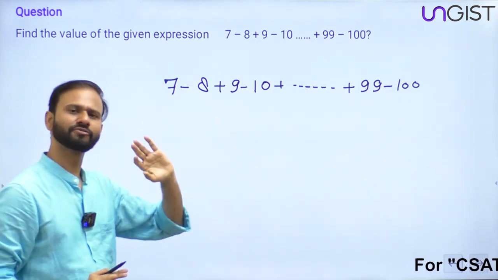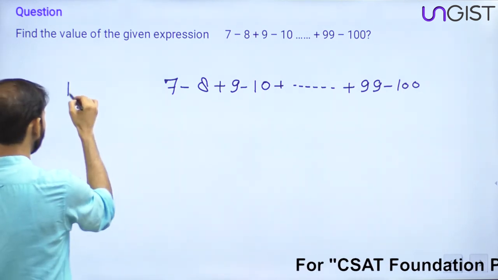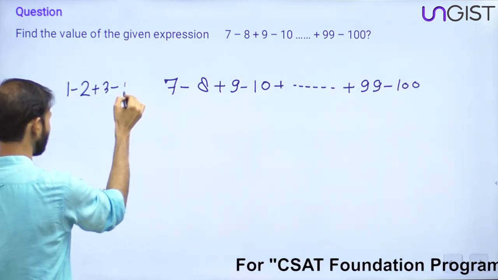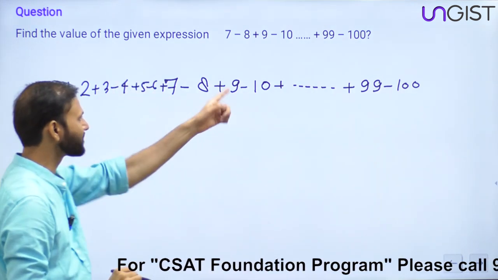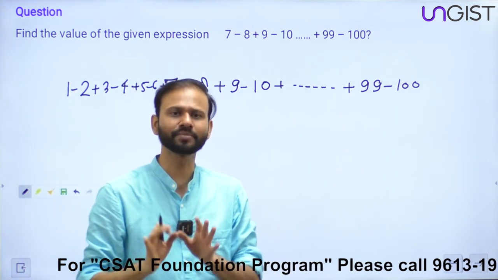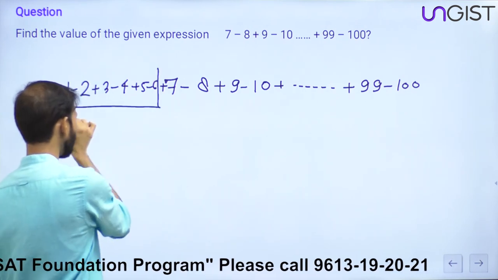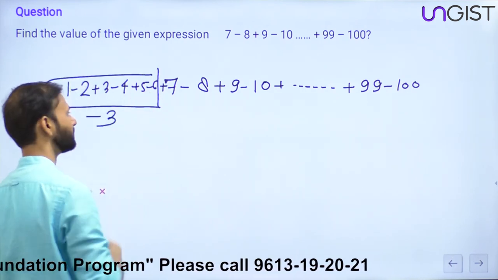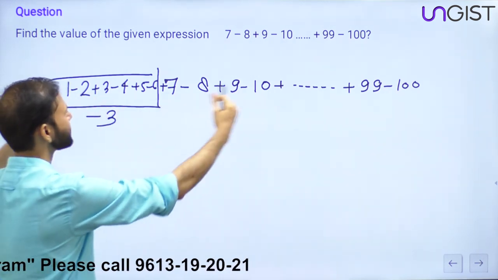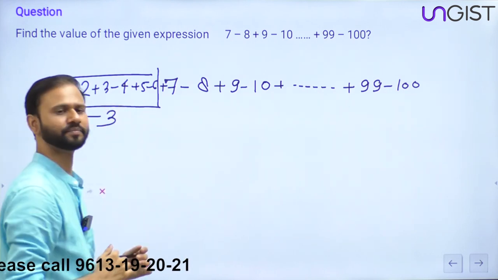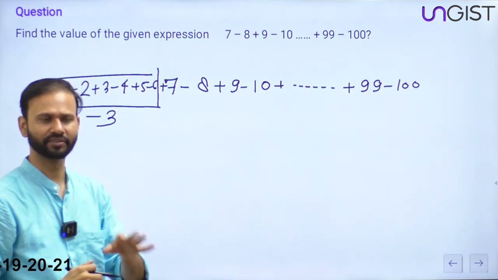Let's start this expression from 1. So 1 minus 2 plus 3 minus 4 plus 5 minus 6 plus 7 minus 8, right? So what was the answer for this expression? The answer for this expression was minus 50. This we have solved earlier. And here, what is this? This is actually minus 3. The whole is minus 50 and this is minus 3.